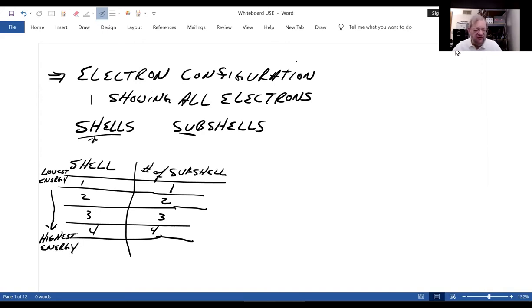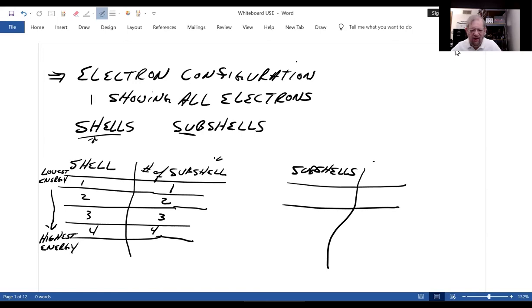Now, when we talk about subshells, they have letters for names that correspond to names that we don't use anymore, like S is for the subshells. I see a question. Hold on.